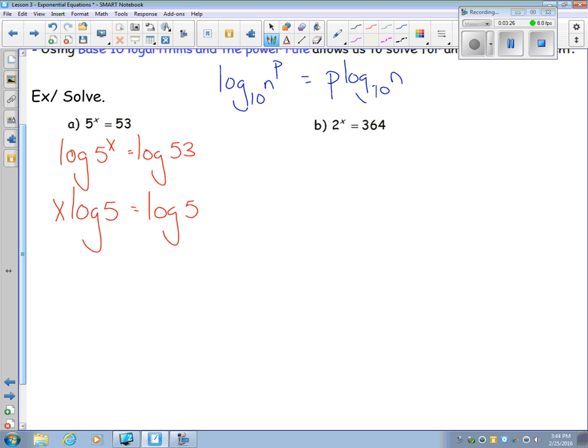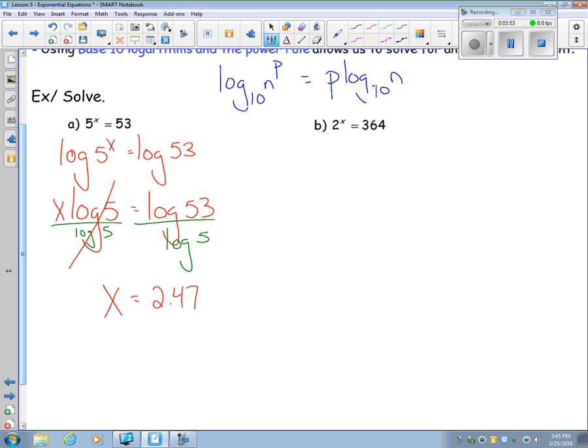And if I want to solve this for x, I can divide the left side by the log of 5. But if I do that to the left side, I do the exact same thing to the right side. So on the left, I'll be left with just an x. And because these are base 10s, I can use my regular calculator, log 53 divided by log 5, and it comes out to 2.47. And we solved it without ever using technology.